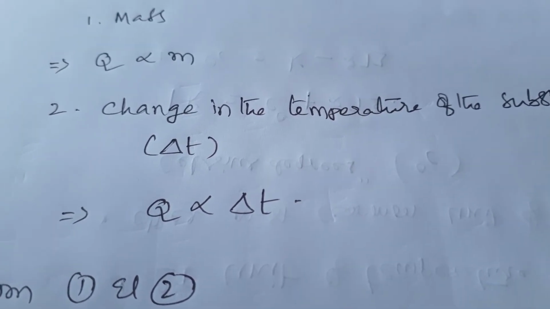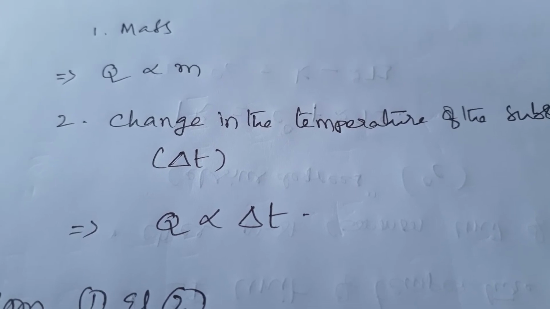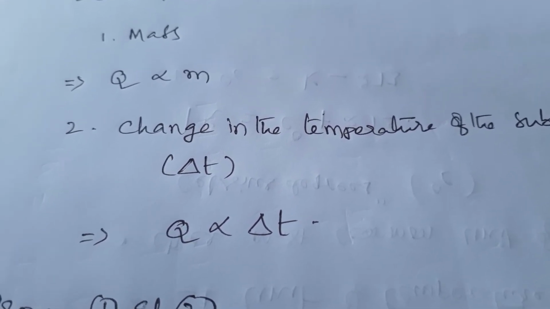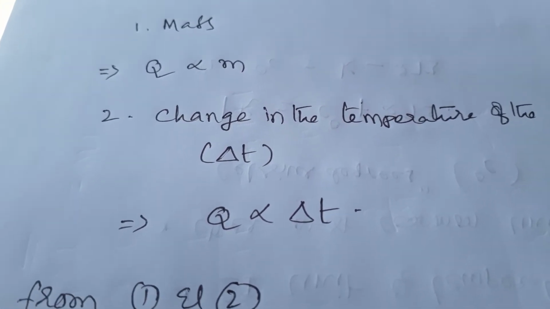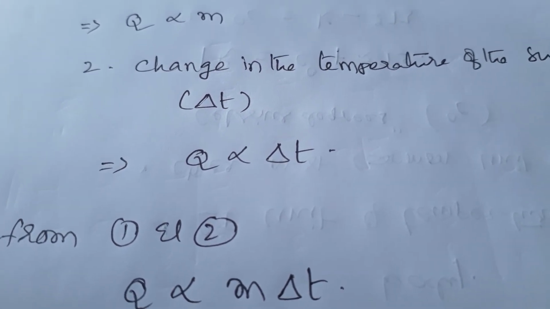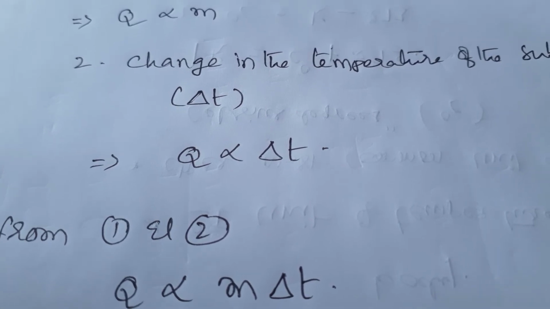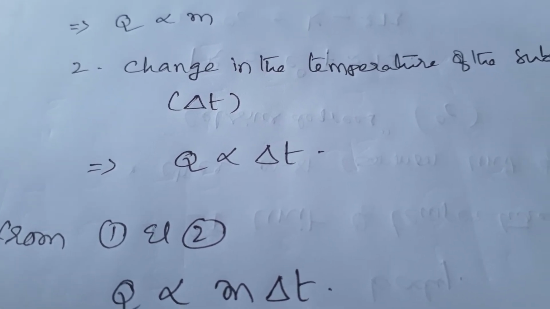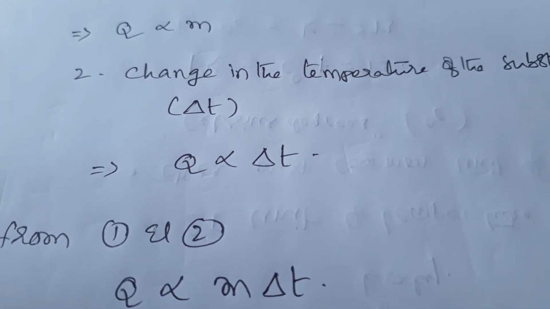So here you understood two factors. A huge quantity requires huge heat energy. That means Q is proportional to mass, and Q is also proportional to delta T. If you want a large change in the temperature, more heat energy is required. A smaller change in the temperature requires less heat energy.